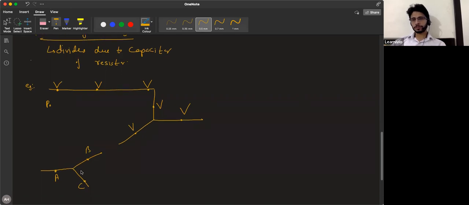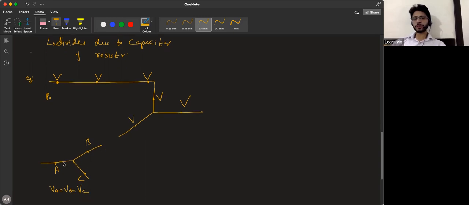Arpit, sir, it will be the same. All will have the same potential only. I'm not asking about charge, I'm asking about potential. All three points A, B and C will have the same potential. VA will be equal to VB, which is equal to VC. All points will have the same potential. There won't be any difference in potential.